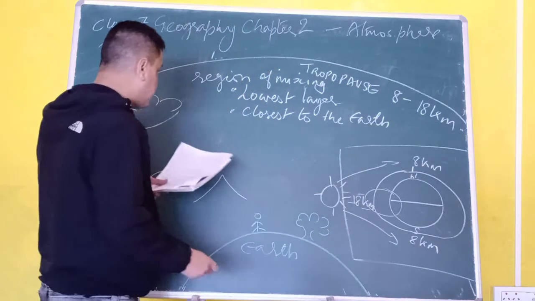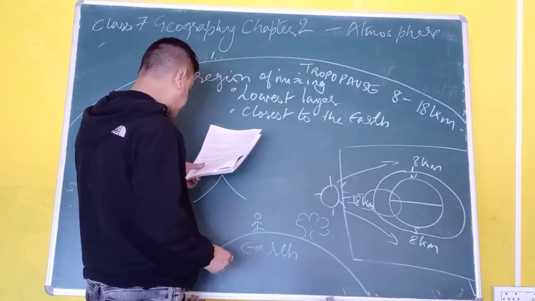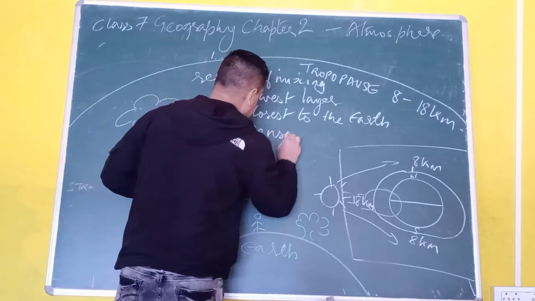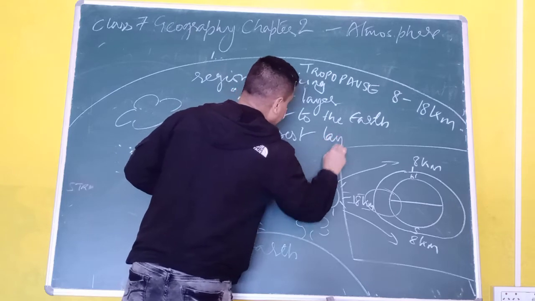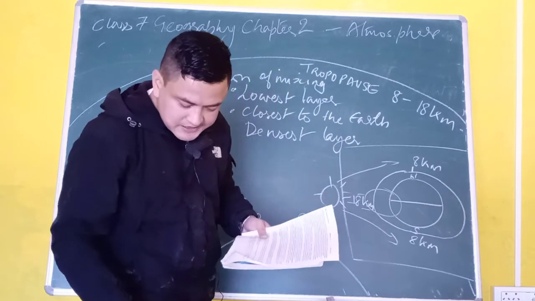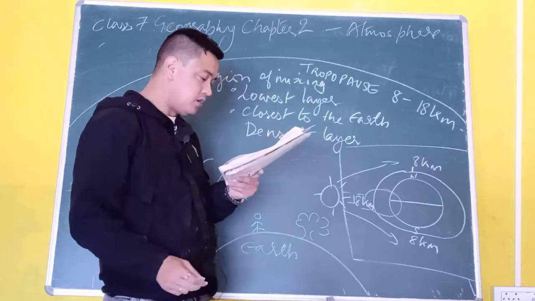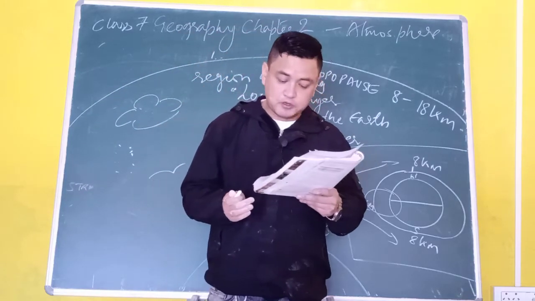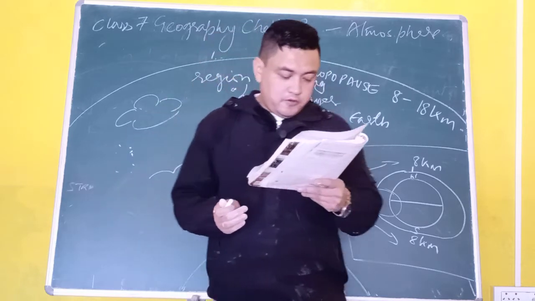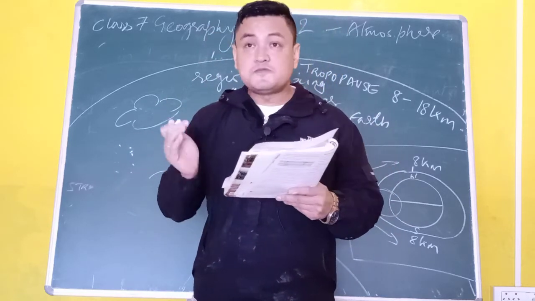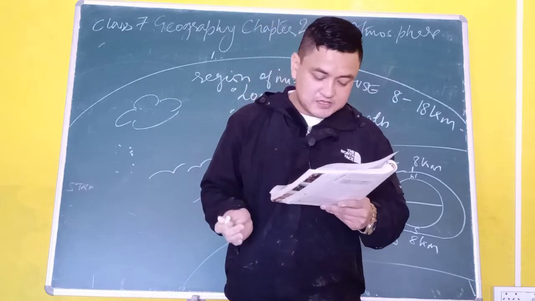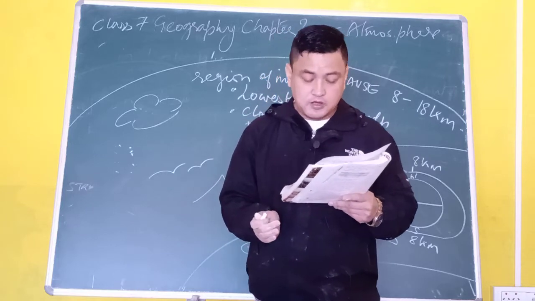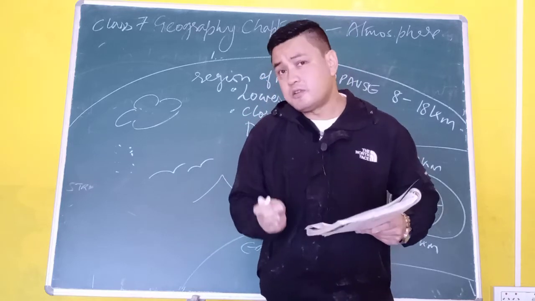Now, another point that you have to understand is, it is one of the densest layers, D-E-N-S-E-S-T, densest layer. That is, 75% of the total mass of the atmosphere is found in the troposphere. Which means the troposphere contains most of the atmosphere's mass, or in other words, it is the densest layer. And that makes sense also. Why is it called the densest layer?